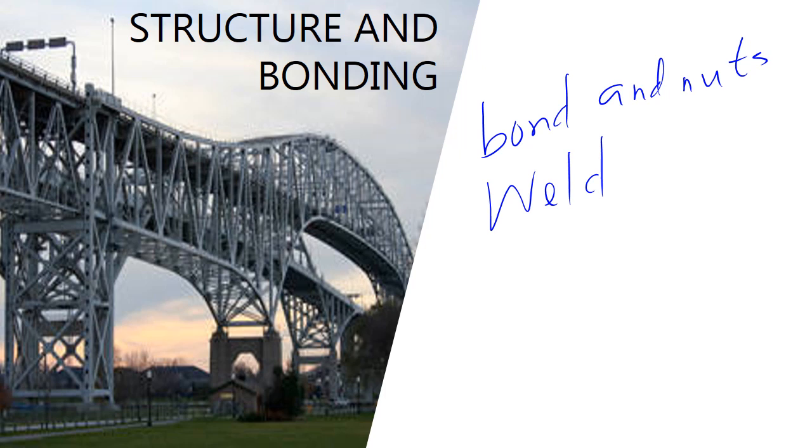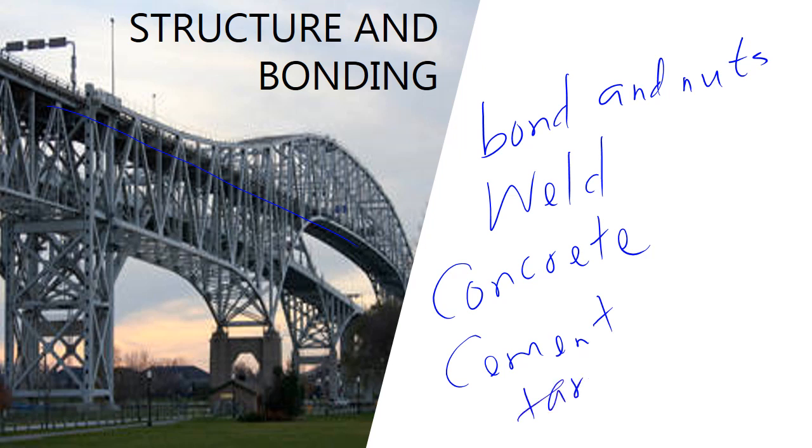The other parts of the bridge that form the tarmac where cars could go over are made up of concrete, which is held together by cement, tar, and other materials that make it hold together.